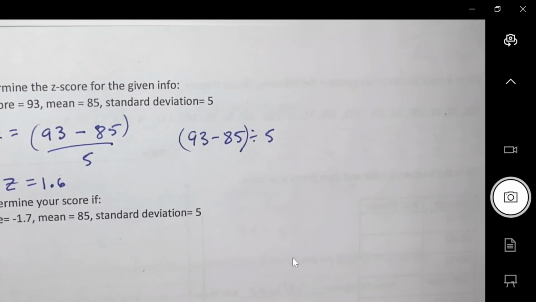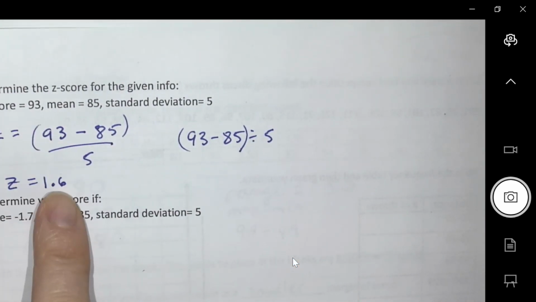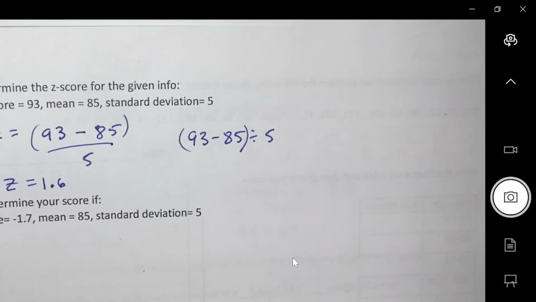Does your number make sense? If the average is 85 and you're at 93, would you be at a Z-score of 1.6? Does that make sense? You're above the average, right?